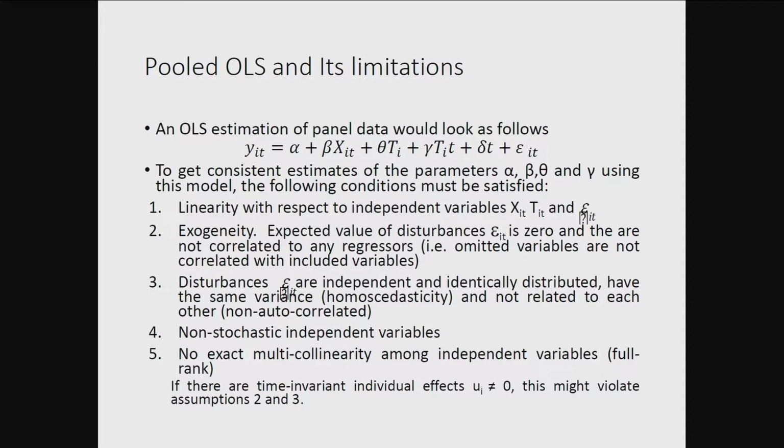And the initial conditions you're all familiar with. We must have linearity with respect to the independent variables, here it's x and the time dimension. We must have exogeneity, and by exogeneity we mean that there is no correlation between the explanatory variables and the error term. If it's violated, we cannot say that this variable is exogenous, so we have to resolve for this.